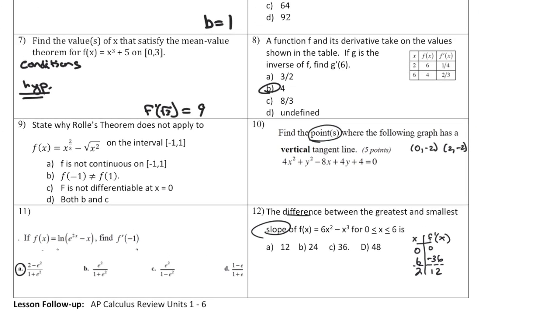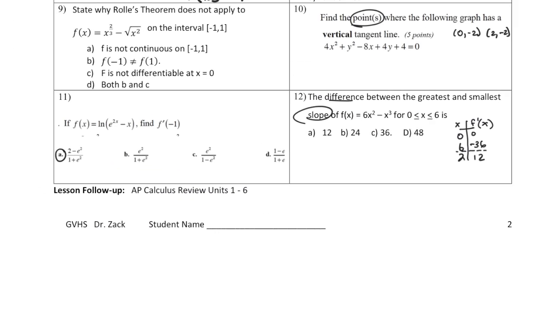All right, now it's time to study for that midterm. This is your last push for it, your lesson follow-up. You should pick and choose some of the questions from the AP Calculus Review, Units 1 to 6. You do not have to do the entire assignment. Just pick and choose where you need the most practice.